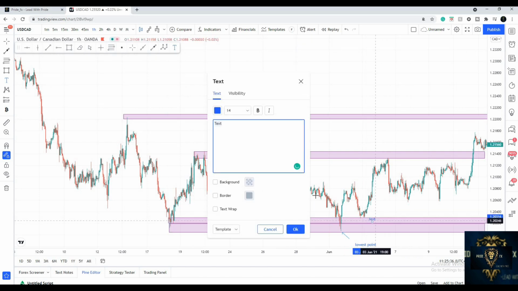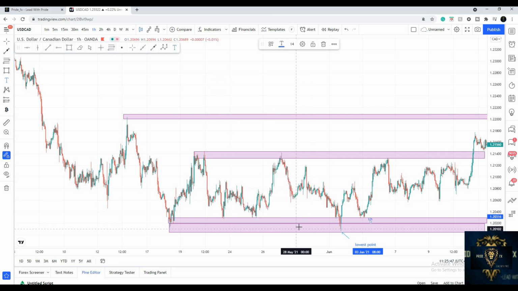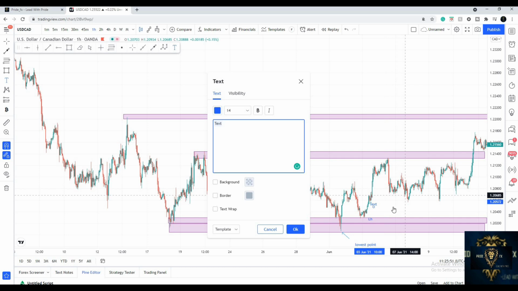This is a lower high. And why do we say lower high? Because it failed to take out our lowest point, so it's going to be a lower high, right? Just like that. And so just not to waste time, I'm going to quickly copy and paste this to show you what I mean.